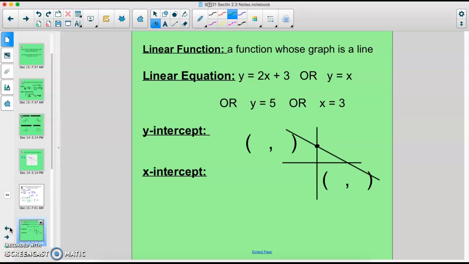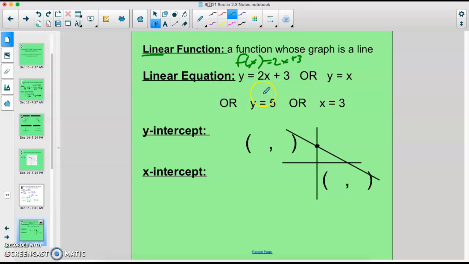Alright, a linear function is a function whose graph is a line. The root word of linear is line, right? So it's a line function. For example, f of x equals 2x plus 3. That's a linear function. A linear equation is pretty much the same thing, except it has y. I mean, there's really not a whole lot of difference.